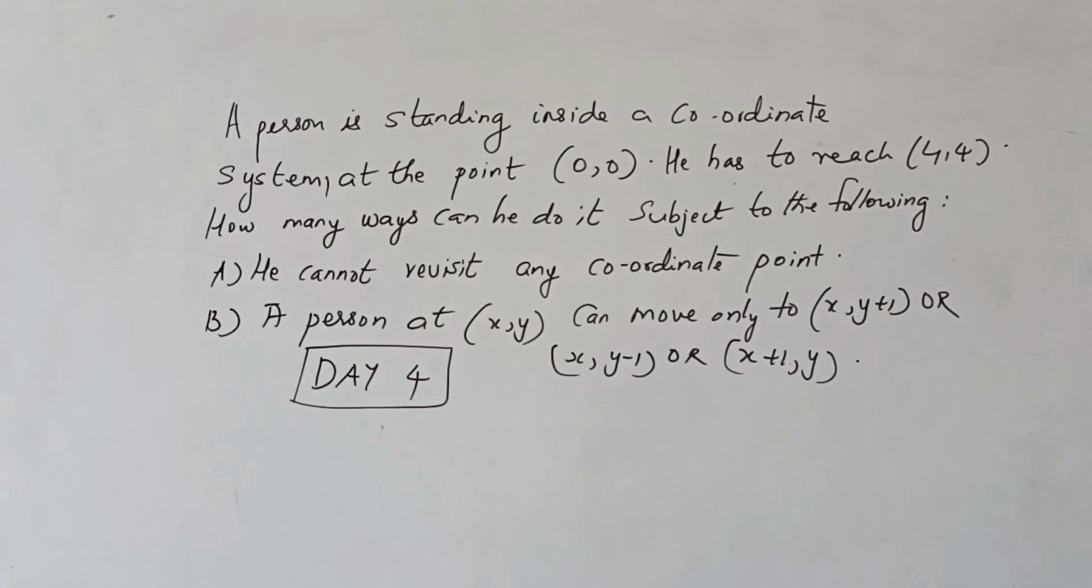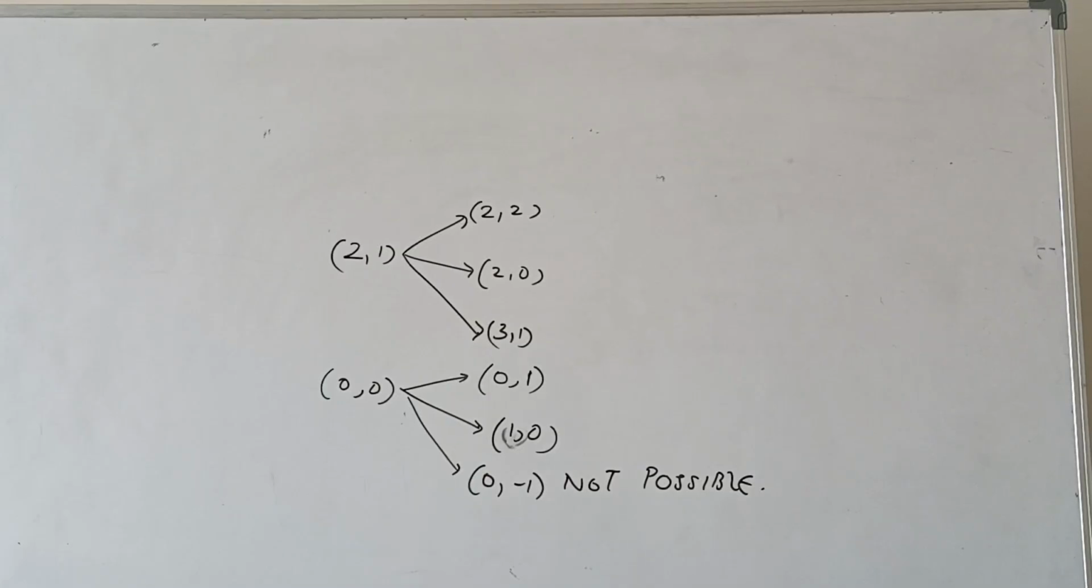A person at x, y can move only to x, y plus 1, x, y minus 1, or x plus 1, y. Now this sum is a slight variation of an AMC practice problem based on the coordinate system. So let us see how to do this particular sum. Let us first start with the conditions. The coordinate system extends from 0, 0 to 4, 4.